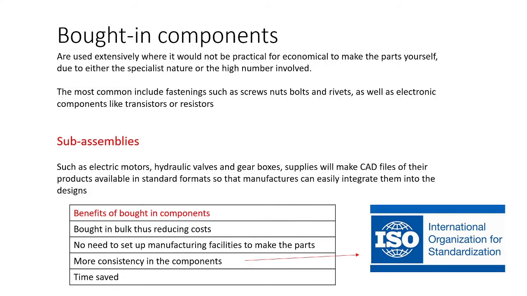So this might be if you have things like hydraulic valves or gearboxes or electric motors, where what you essentially do is buy in a kit that has all the parts that can then be manufactured. So you might get the CAD files for it so that you can then integrate and produce it all yourself. You buy it in bulk, so it's a lot cheaper. It's a lot more consistent. It's time saved, and it's one less thing for you to have to worry about as a company.